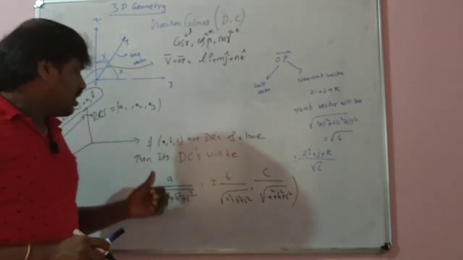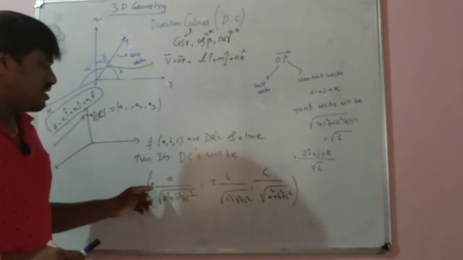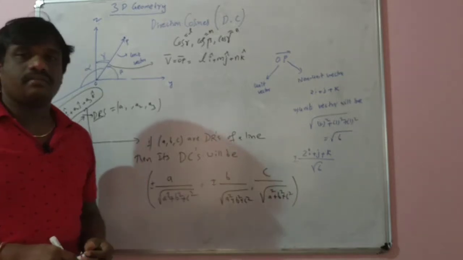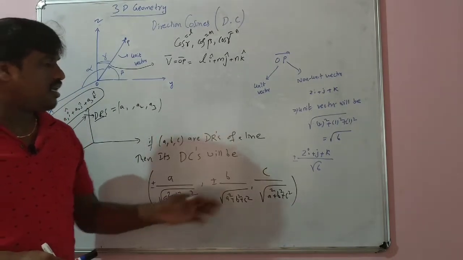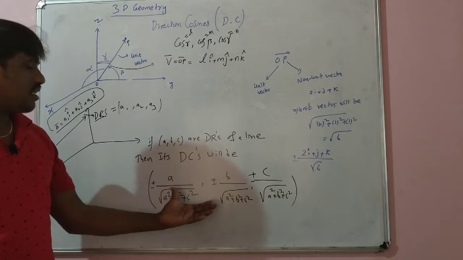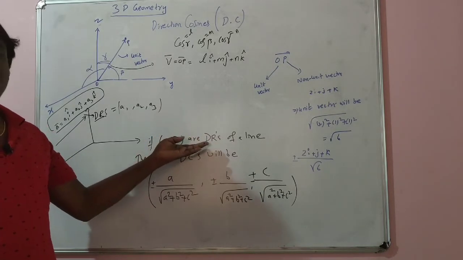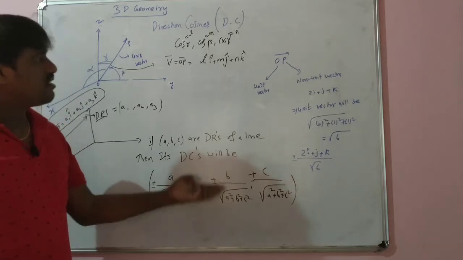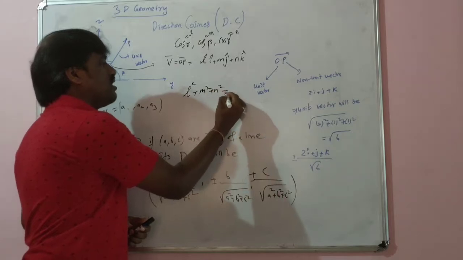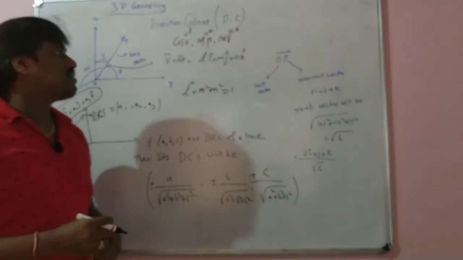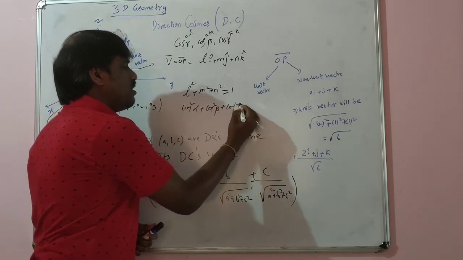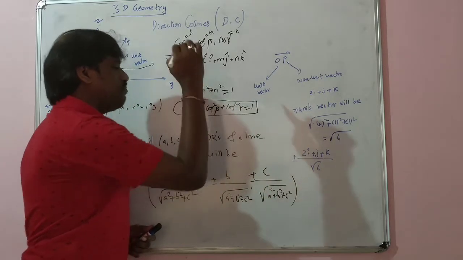If a, b, c are direction ratios, then its direction cosines will be, as I proved yesterday, plus or minus a upon the square root of a squared plus b squared plus c squared, plus or minus b upon the square root of a squared plus b squared plus c squared, plus or minus c upon the square root of a squared plus b squared plus c squared. I also gave one more proof that l squared plus m squared plus n squared is equal to 1, that is, cos squared alpha plus cos squared beta plus cos squared gamma is equal to 1.